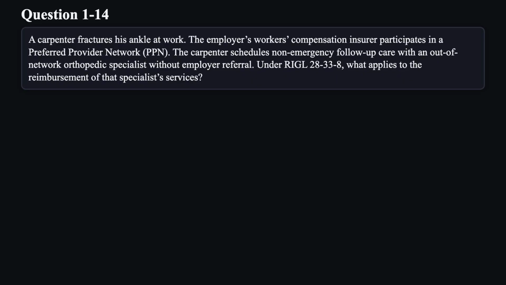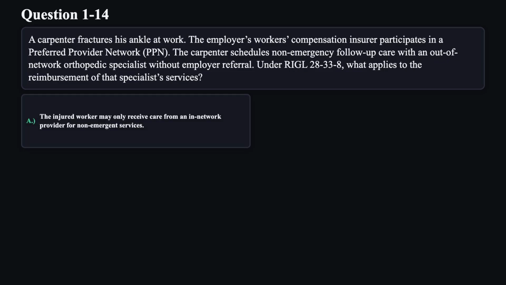Question 14. A carpenter fractures his ankle at work. The employer's workers' compensation insurer participates in a preferred provider network, PPN. The carpenter schedules non-emergency follow-up care with an out-of-network orthopedic specialist without employer referral. Under RIGL 28-33-8, what applies to the reimbursement of that specialist's services?